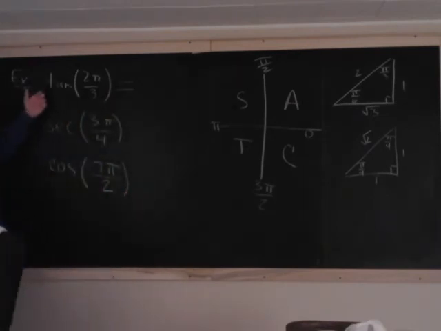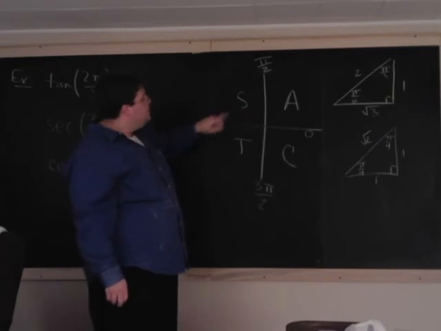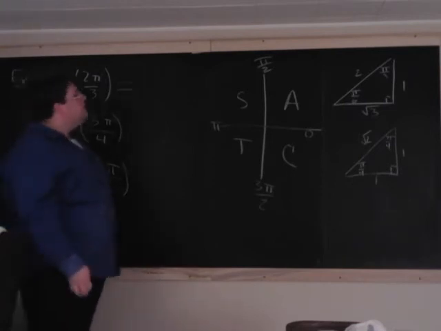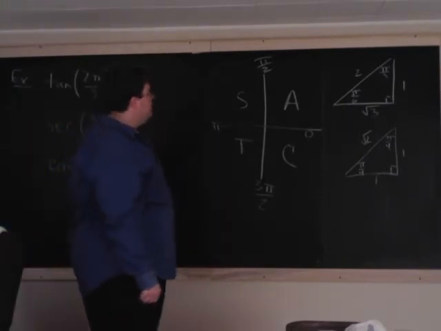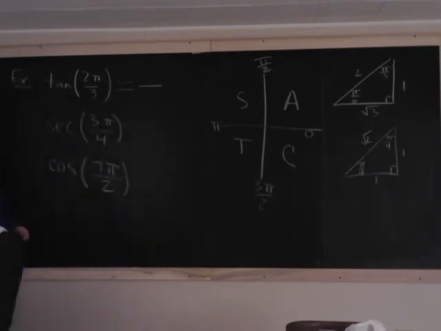Well, it's in quadrant 2. We have tangent. Sine and cosecant are positive in quadrant 2. Tangent is not sine and tangent is not cosecant. So tangent is not positive in quadrant 2, which means this answer is going to be negative.